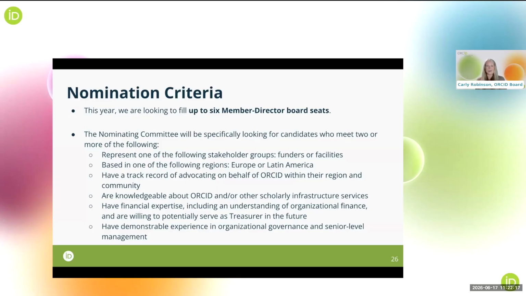And each year we come up with criteria like these, considering the skills and experience of current board members as well as those rolling off the board. So we want to make sure that we have global representation, that we're representing different stakeholder groups. And so these criteria change each year depending on the skills and experience that we're looking to fill. So for this year, these are the criteria that we'll be looking at in putting together the slate of nominees.